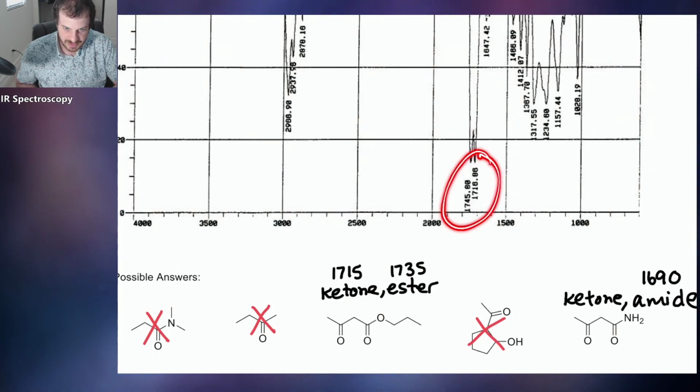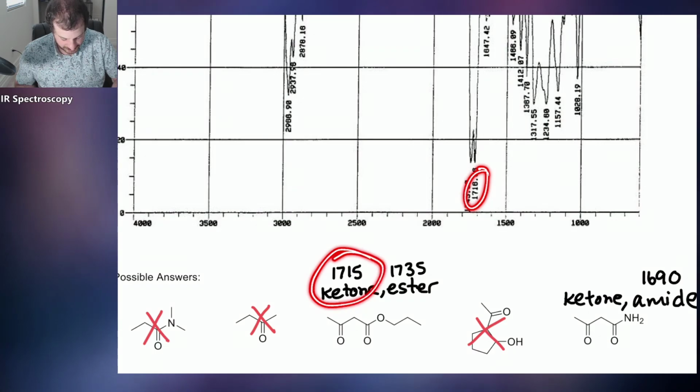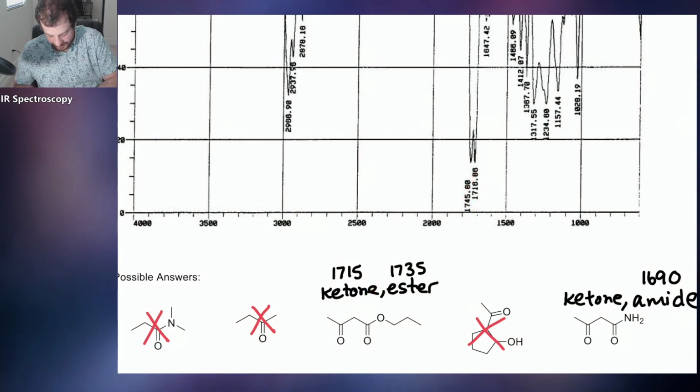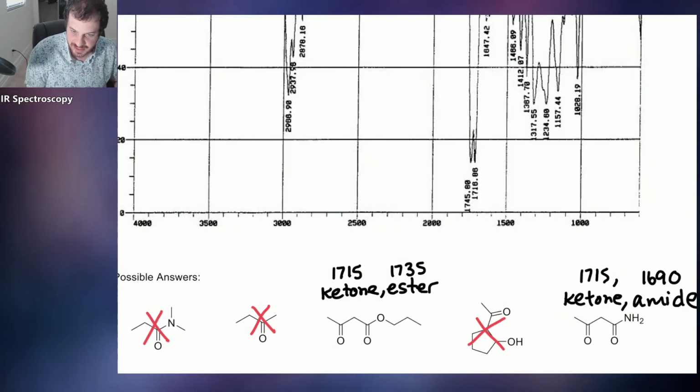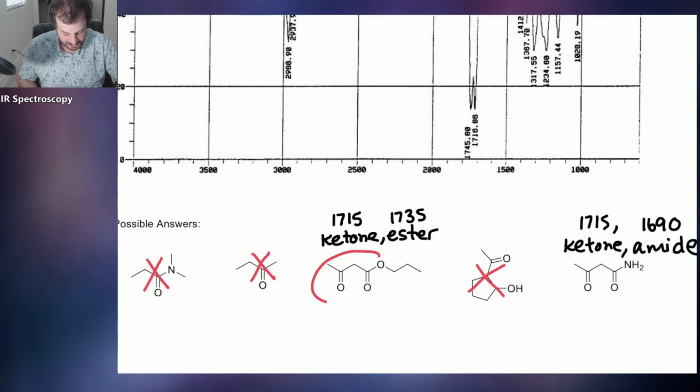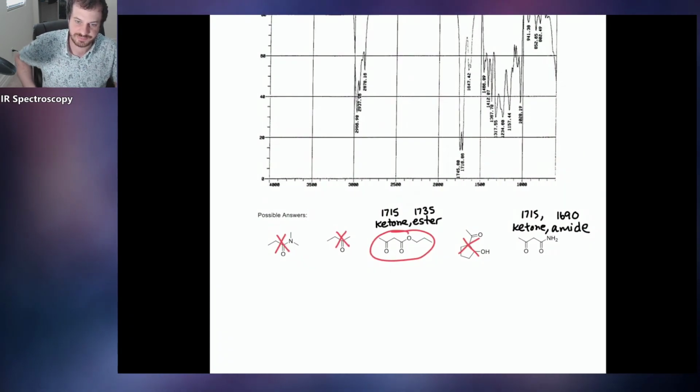We have a 1745. It's pretty close to being the ester. And we have 1718. That's definitely the ketone. So if we had the last option, we'd have a 1715 and a 1690. But since we have a 1715 and a 1745, it's definitely closer to this option. So we'll go ahead and say this is our final answer, and that is indeed correct. So we had to look very closely at the exact numbers there to help distinguish the ester from the amide.